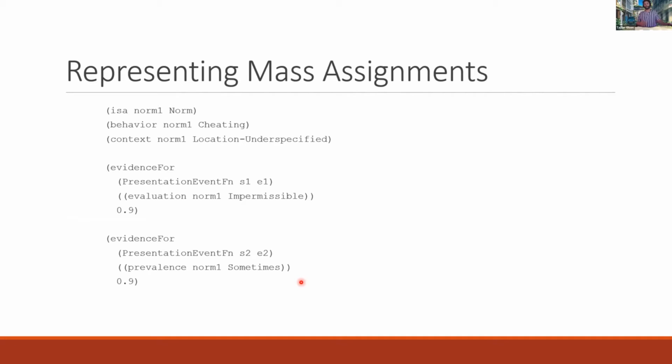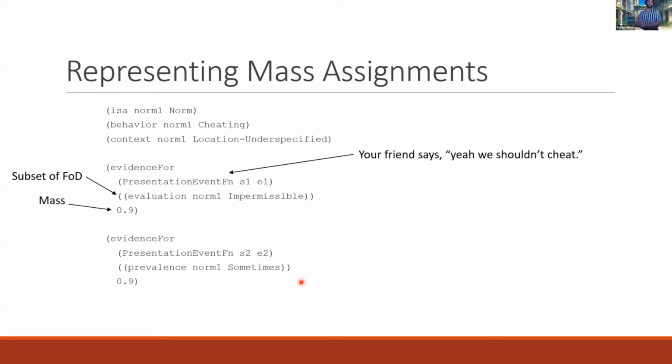To represent mass assignments, we have this ternary predicate, where the first argument is a reified event. So this could be something, in this case, for the act of cheating, right? This is the norm frame we're working with. This could be something like your friend saying, yeah, we should not cheat, right? And you can see here, the second argument is the subset of the frame of discernment that it yields evidence for. In this case, your friend is saying that it's impermissible. And the third argument is the amount of mass that this event provides for that subset of the frame of discernment. We default to 0.9 here just to leave a measure of distrust or leave a measure of ignorance.